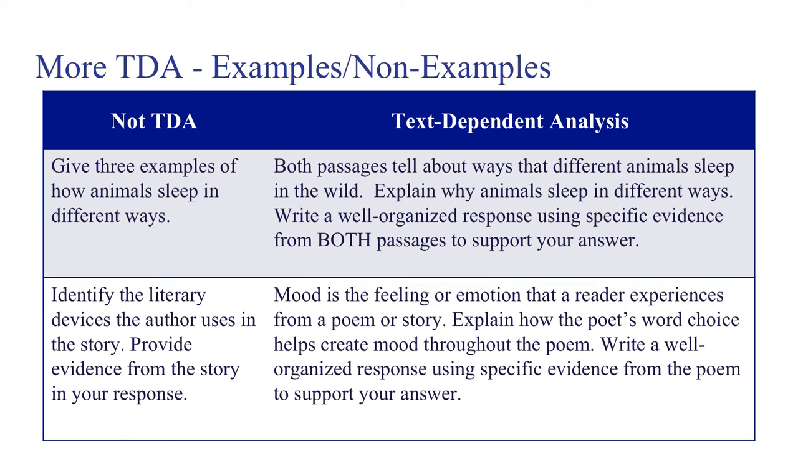Let's look closely at the item on the left. Let's read it for what it is. Listen while I read. It says, give three examples of how animals sleep in different ways. Okay, now let's move over and listen while I read the text-dependent analysis example. It says, both passages tell us about ways that different animals sleep in the wild. Explain why animals sleep in different ways. Write a well-organized response using specific evidence from both passages to support your answer.